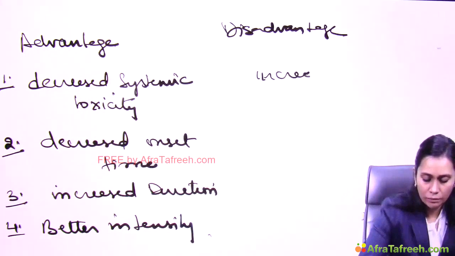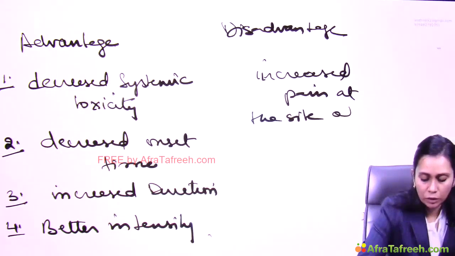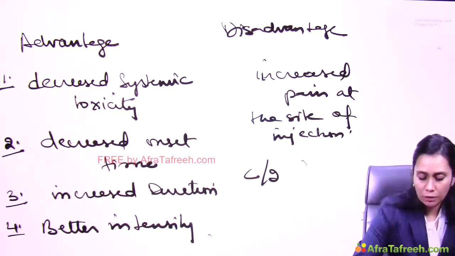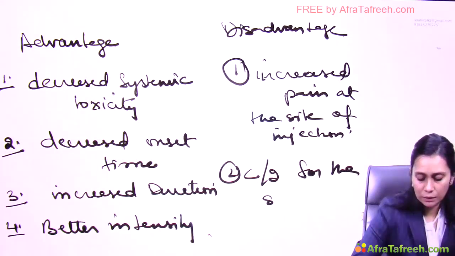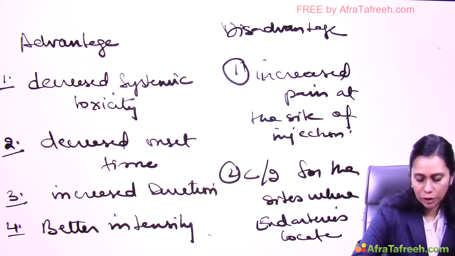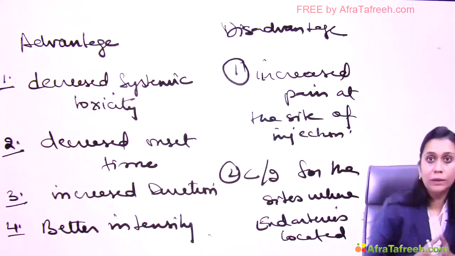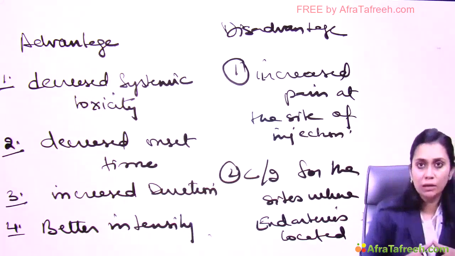Increased pain at the site of injection, and contraindicated for the sites where end arteries are located. End arteries located. Got it? So it's contraindicated for finger block, contraindicated for toe block, all these conditions. So it's contraindicated for the sites where end arteries are located.